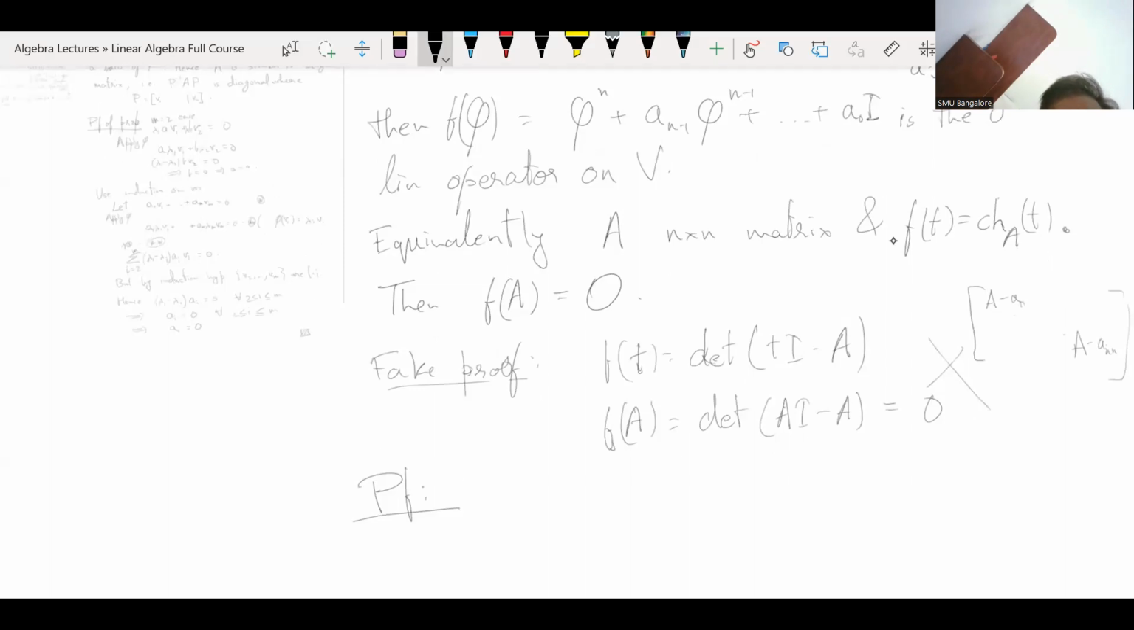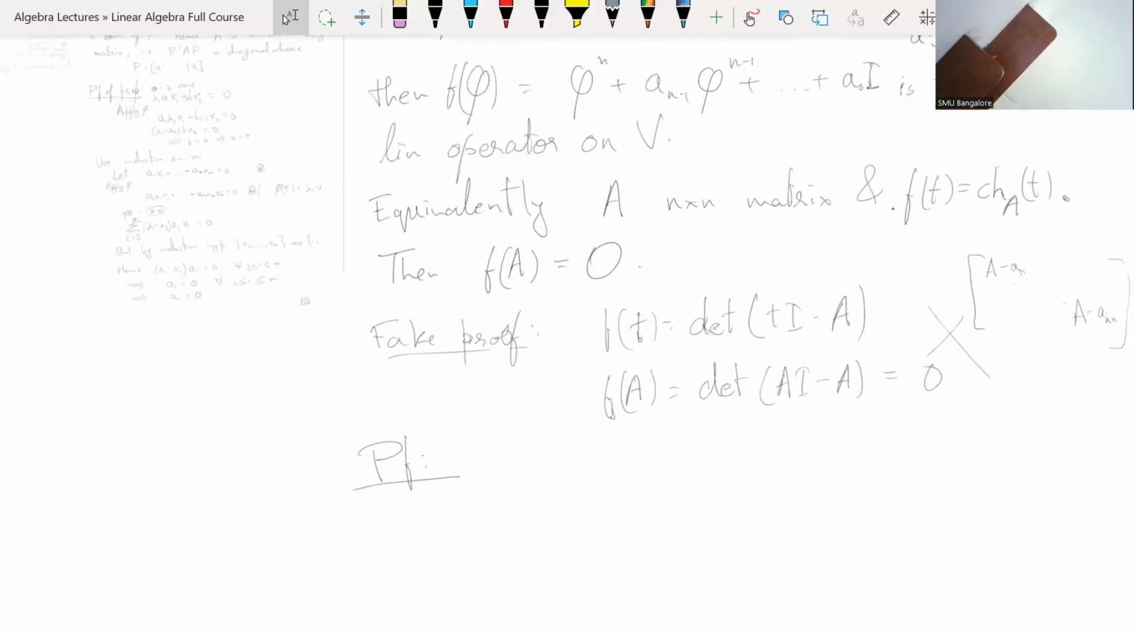So if I give you tI minus A, and I want to calculate the determinant of this thing, how do you calculate it? You can use a matrix to calculate the determinant of this thing. What you do is you multiply by the adjoint of this matrix.